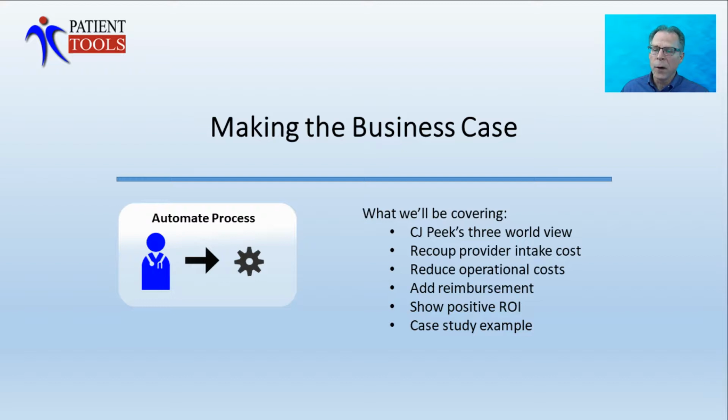What did that really do for you in terms of recouping those provider intake costs? Then we'll show how automation is going to reduce your operational costs. And if you start thinking about it, you can actually code better in terms of reimbursement. You can meet some of your value-based metrics a little bit better. So it all supports the reimbursement, so you can up those dollars. And it's really easy in this environment to show a positive ROI.